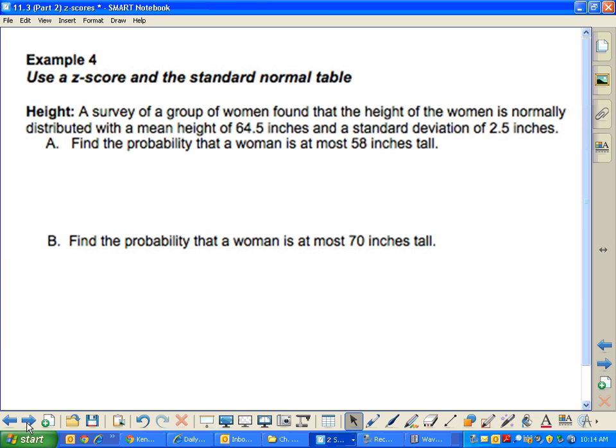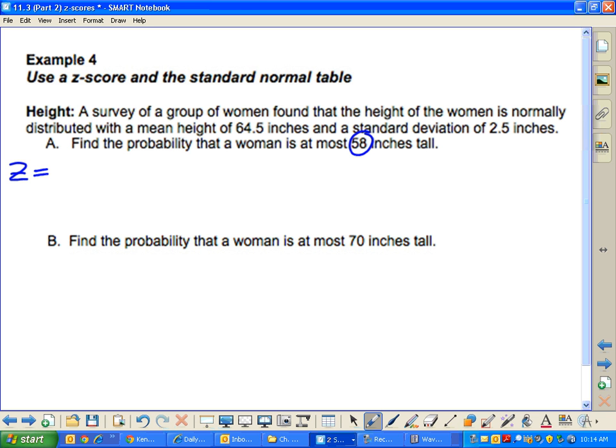In part A, we're asked to find the probability or the percent chance that a woman is at most 58 inches tall. Well, if they're asking you to find a percent, just like in yesterday's lesson, you have to find a number of standard deviations. And for today, that's a z-score. So I need to find a z-score for the woman who is 58 inches tall. So I'll go ahead and run the calculation on that.